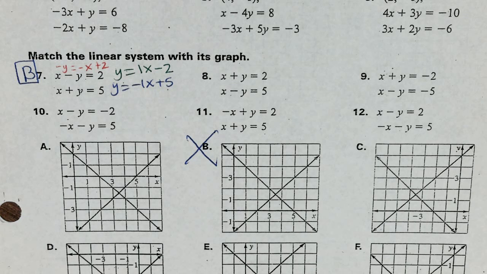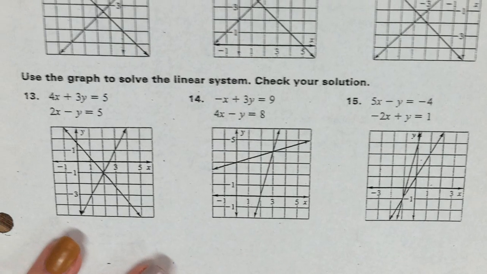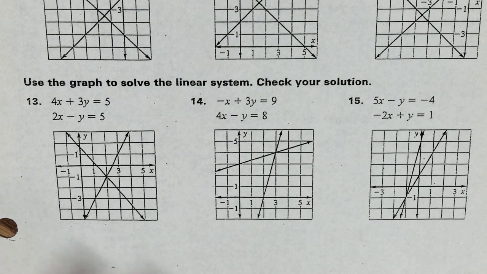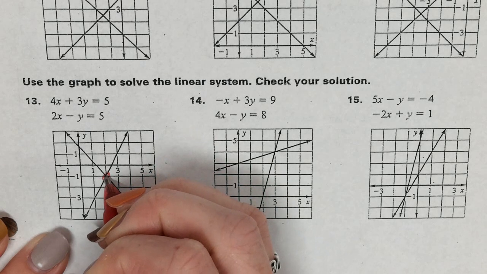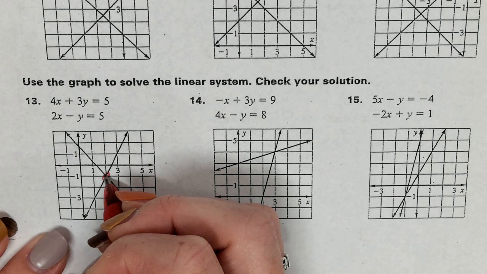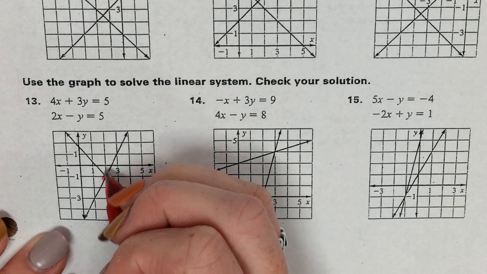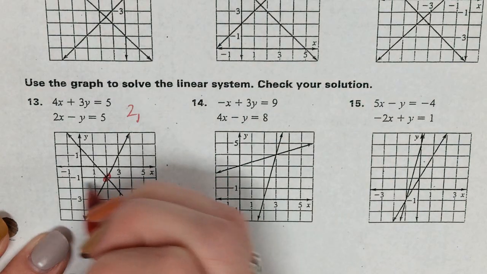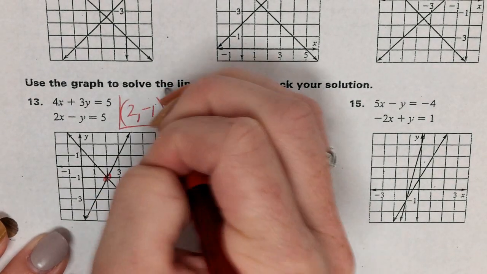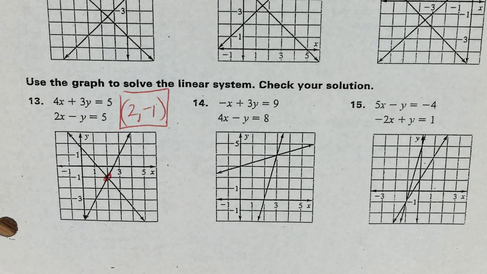Same thing for 13. Oh, not same thing. This one's even easier. For 13 through 15, it says, use the graph to solve the system. Do you even need to graph it, or did they already do it for you? So look at number 13. Where is your answer? Right there. So all you have to do is write the coordinate for that answer. Where am I at on the x-axis? I'm at positive 2. Where am I at on the y-axis? And that's it. Don't worry about it. It's already graphed for you, so don't go do anything extra.